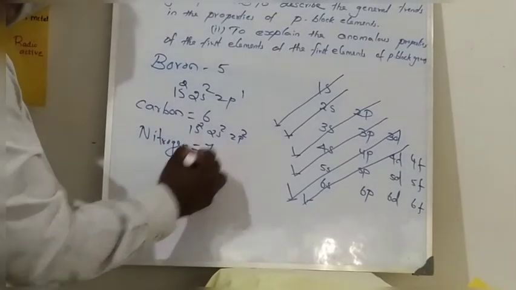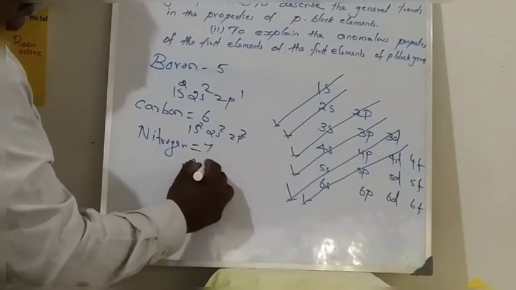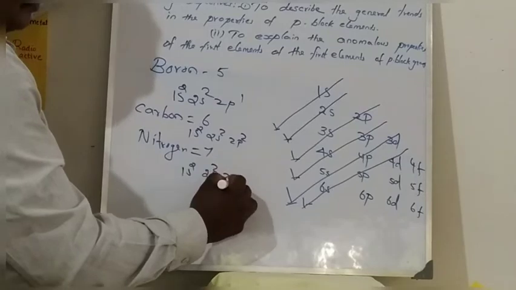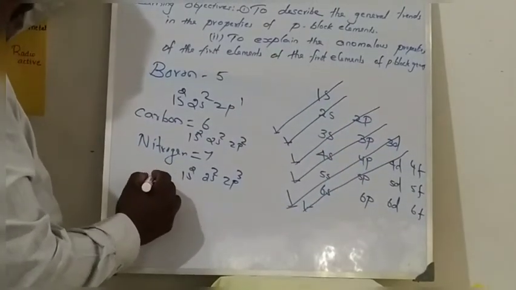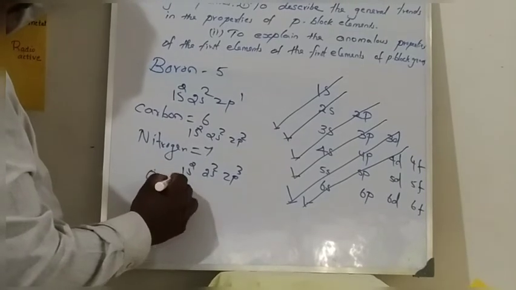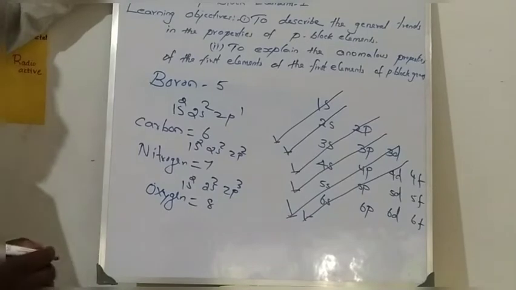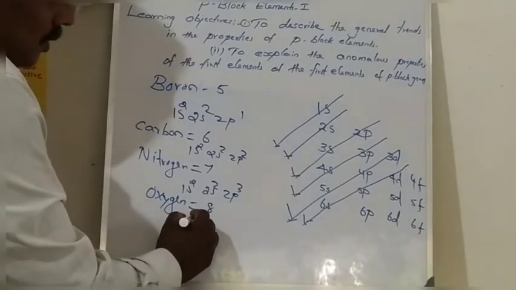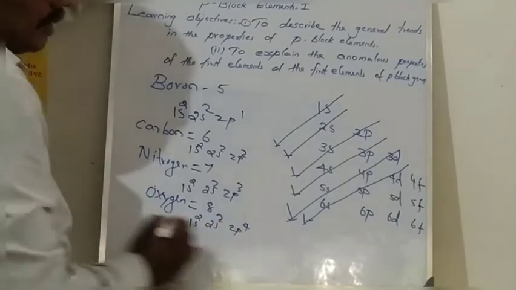The atomic number is 7. How will you write it? 1s2, 2s2, 2p3. The next one is oxygen. What's the atomic number? 8. What's the electronic configuration? 1s2, 2s2, 2p4.